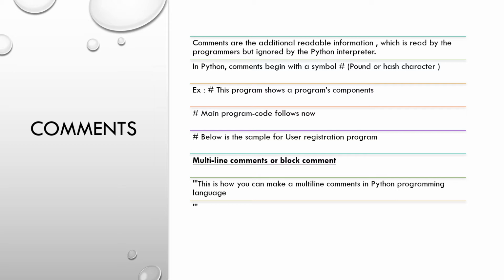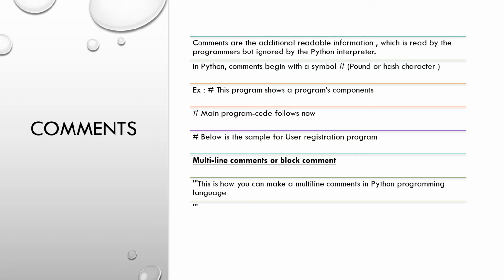When you give a comment in Python, we use the hash symbol or pound symbol to differentiate a comment from a statement. When the Python interpreter sees a line starting with hash, it will ignore that line. It won't be executed. It's just for the readability of the developer to understand the program better.